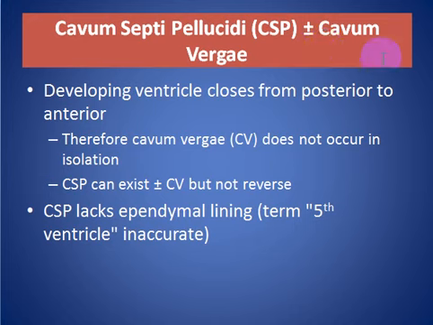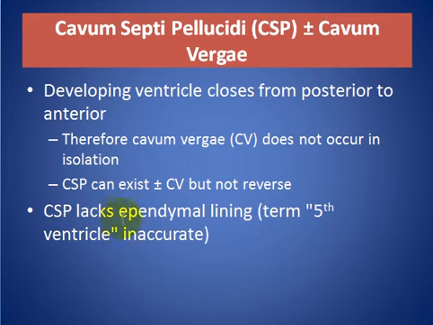Cavum septum pellucidum and Vergae: it is a developing ventricle that closes from posterior to anterior. Therefore, cavum Vergae does not occur in isolation. Cavum septum pellucidum can exist with or without cavum Vergae, but not the reverse.